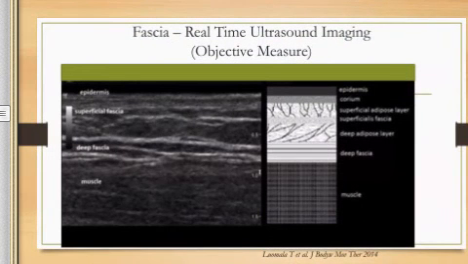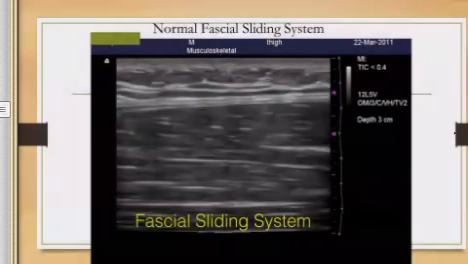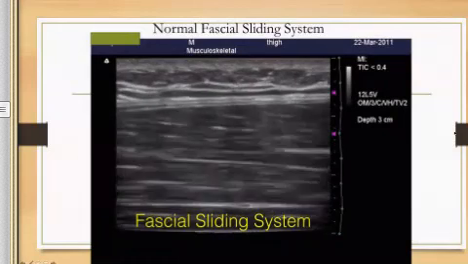I just want to show you this really quick. We're going to be looking right here. This is the deep fascia. So we have the muscle and the deep fascia. And we want to look at what normal glide and slide would be like. So this is a quadriceps muscle.